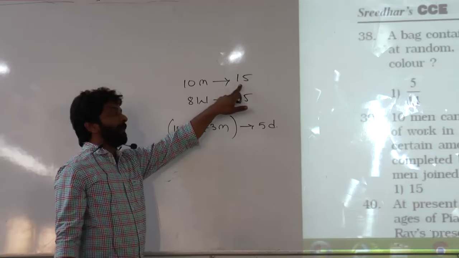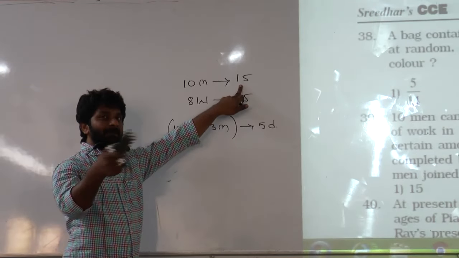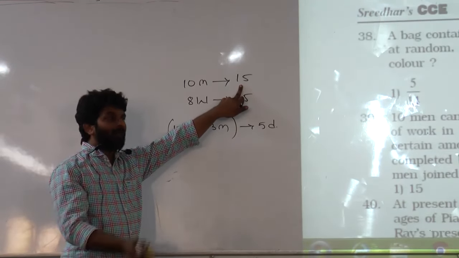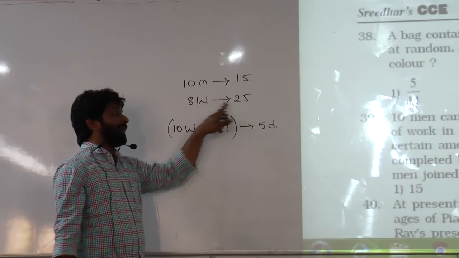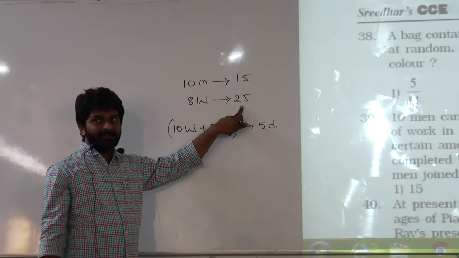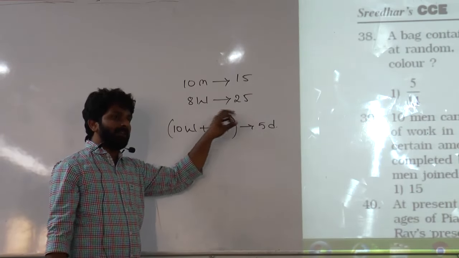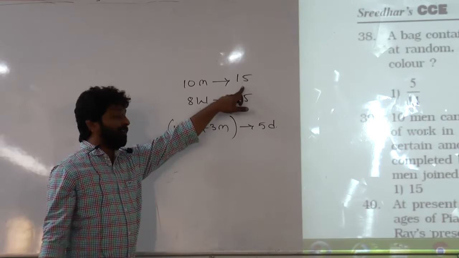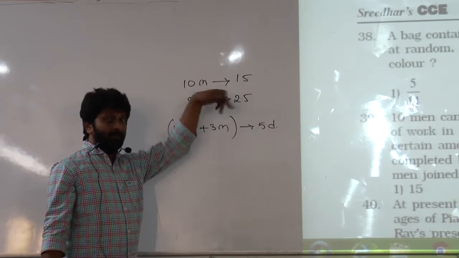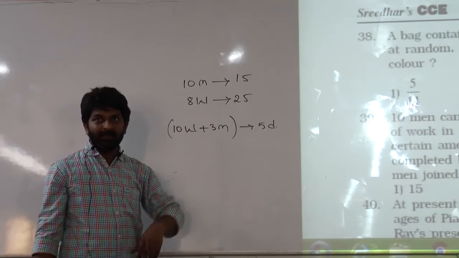If 10 men can complete the work in 15 days, 1 man can complete the work in 150 days. 8 women can complete the work in 25 days. 1 woman can complete the work in 200 days. Here we have 150 and here we have 200. Both are multiples of 50. Right?